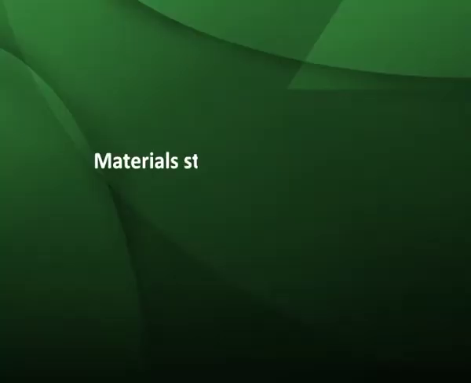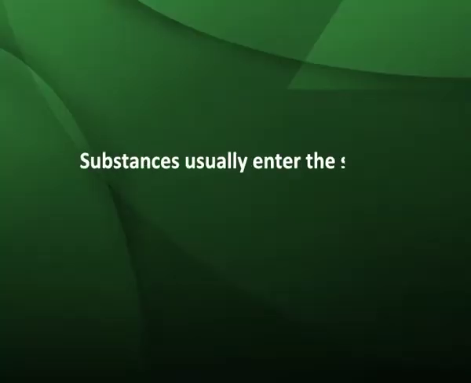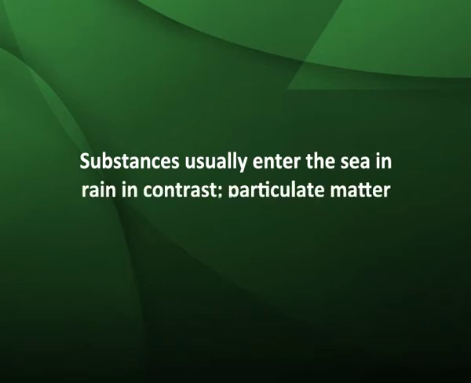With respect to pollutants that are deposited through the atmosphere, two broad distinctions may be drawn. First, materials stay for either a short time or a long time in the atmosphere. In the case of the former, they are mostly deposited close to their sources. In the case of the latter, they are widely distributed on a regional or even a global scale. Secondly, substances usually enter the sea in rain. In contrast, particulate matter may also just fall out.